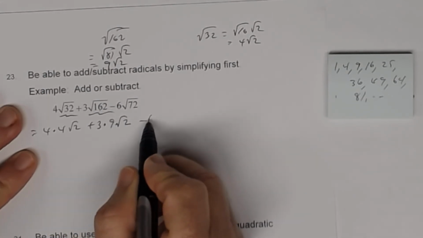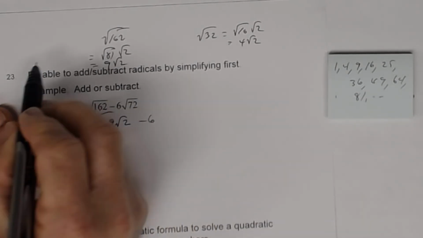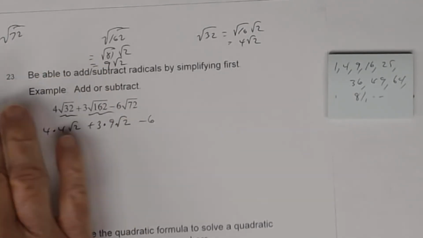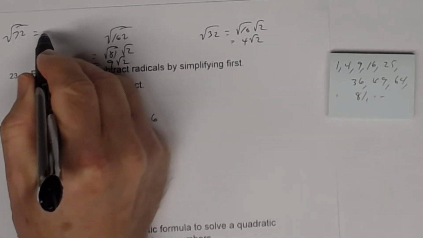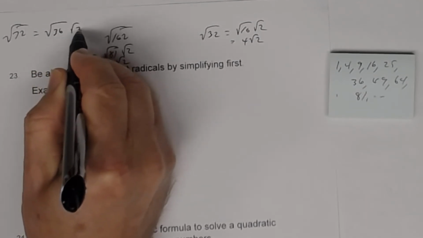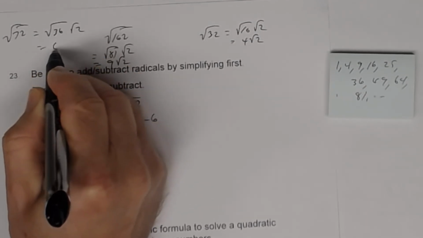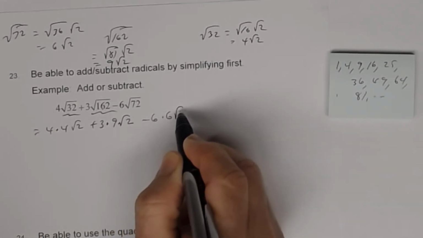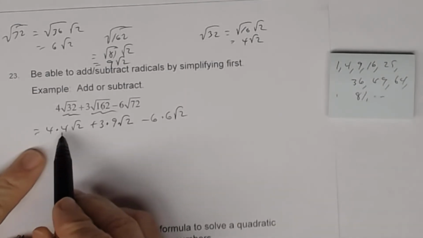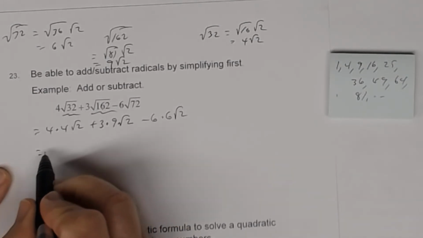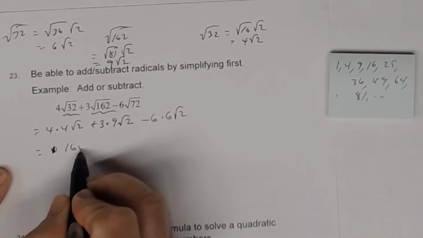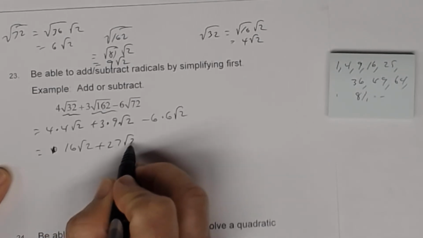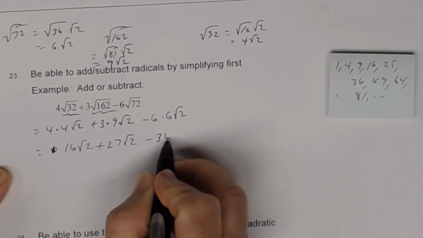Then minus 6, and then do the same thing with 72. Square root of 72. Well, that one's easy because we know that 36 goes into 72. So it'll be the square root of 36 times square root of 2. Square root of 36 is 6. So you get 6 square root of 2. So that's 6 times 6 square root of 2. All right, so simplifying this, we got 4 times 4 is 16. So you got 16 square root of 2. 3 times 9 is 27. So you got 27 square root of 2. And then minus 36 square root of 2.